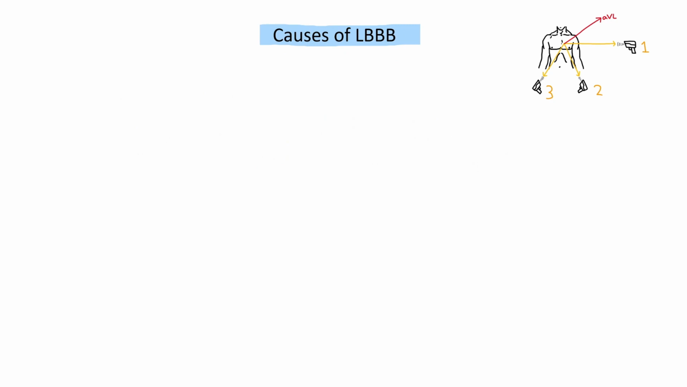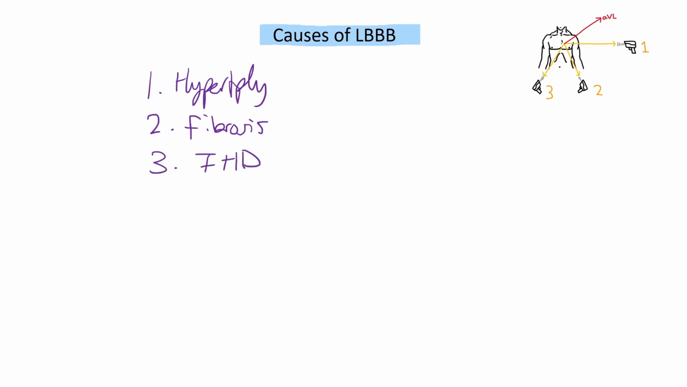Okay, so now let's move on to causes of left bundle branch block. As I mentioned, a right bundle branch block you can often see in patients without any structural heart disease. This is not the case for left bundle branch block. Usually you see it in 1, hypertrophy. 2, fibrosis, for example Lev's disease, which is fibrosis due to aging. 3, we have ischemic heart disease. And 4, we have an anterior MI.